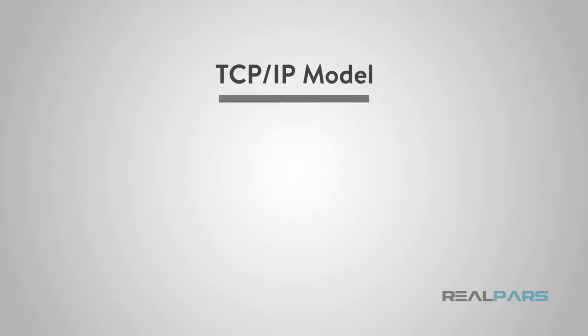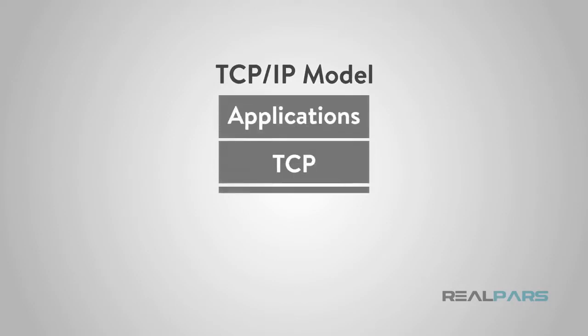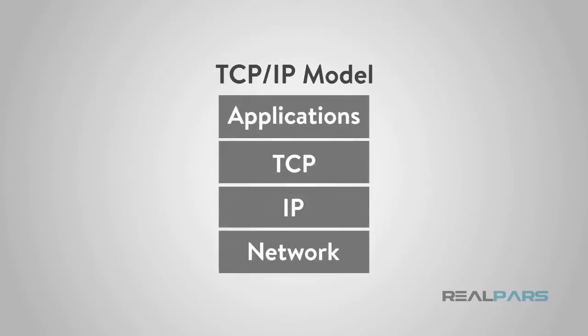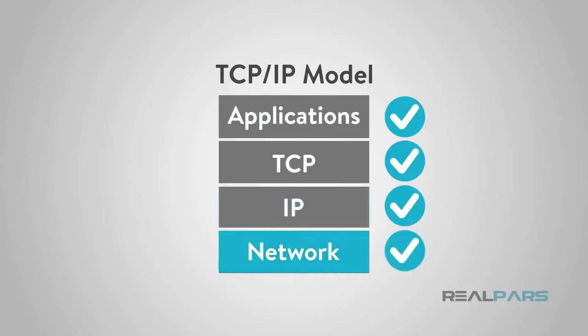The TCP/IP is a layered protocol. Those layers are applications, TCP, IP, and network. Basic functions are explained, but there are many details in each layer. Each layer has a function that it performs, and when complete, is then passed to the next layer.